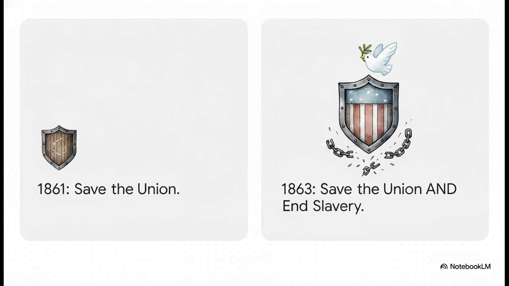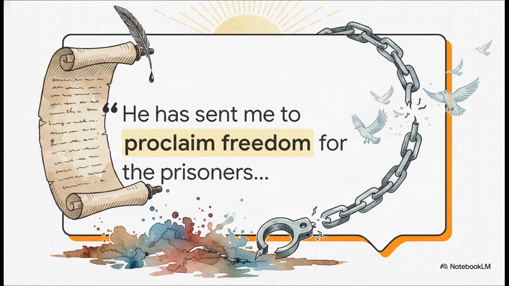Suddenly, Union soldiers weren't just fighting to bring rebellious states back. They were fighting to end slavery where it still existed in the South. It was a real game changer. Now, your curriculum actually anchors this massive moral pivot in Scripture. Looking at Luke 4:18, it says, "The Spirit of the Lord is on me, because he has anointed me to proclaim good news to the poor. He has sent me to proclaim freedom for the prisoners." This really highlights how the source material views freedom and justice. The Emancipation Proclamation took a completely broken, bleeding nation and pointed it right back to that vital moral principle, the idea that slavery was fundamentally wrong.